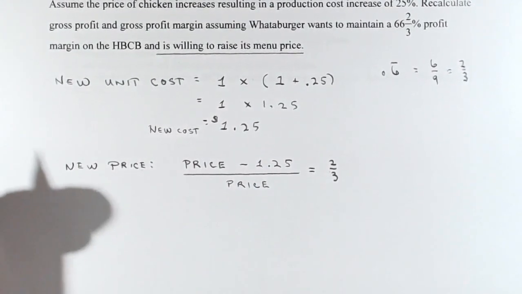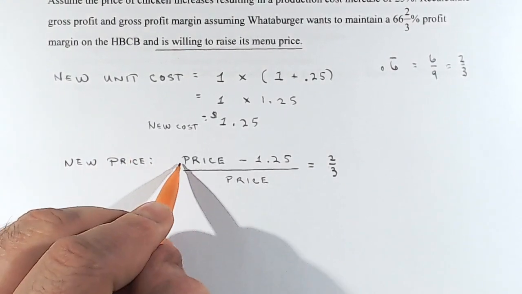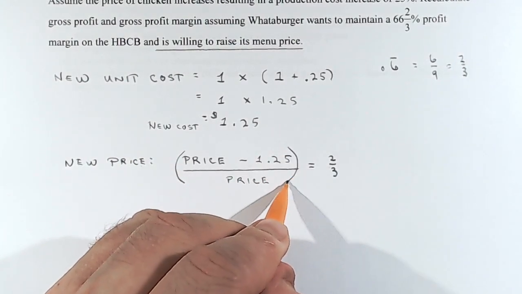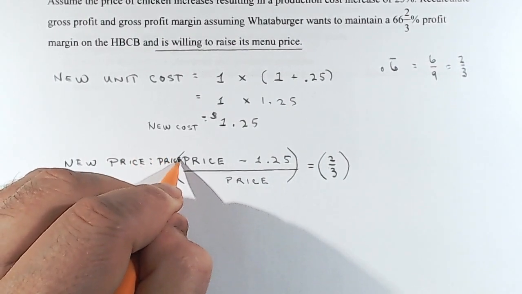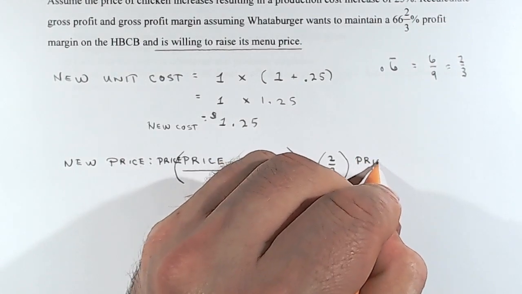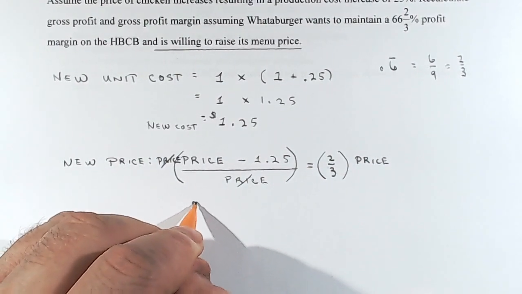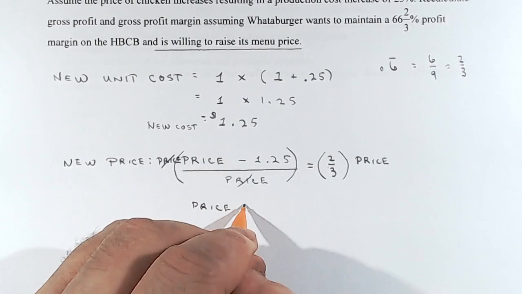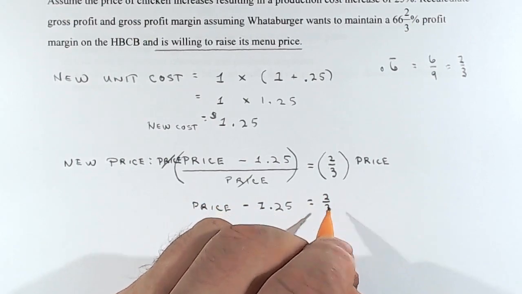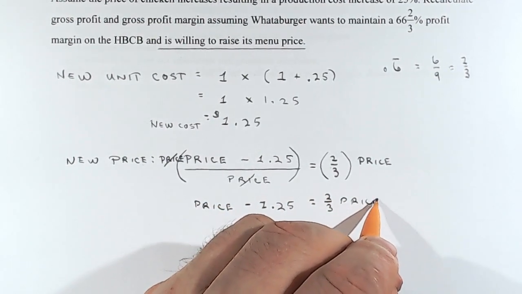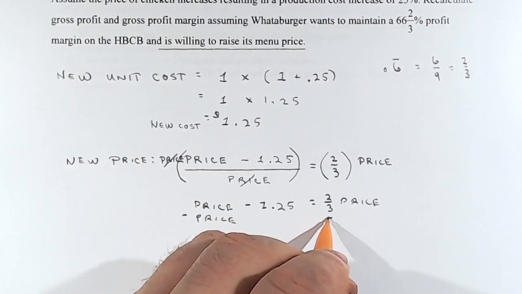So actually, how do we do that? Well, we have to multiply both sides of this equation by price. So first I'll multiply price on both sides. And the benefit of doing that is on the left side, I get rid of that denominator. And now I have price minus 1.25 equals 2/3 times price. And now if I subtract price from both sides, I'll have my prices all on the same side of the equation.